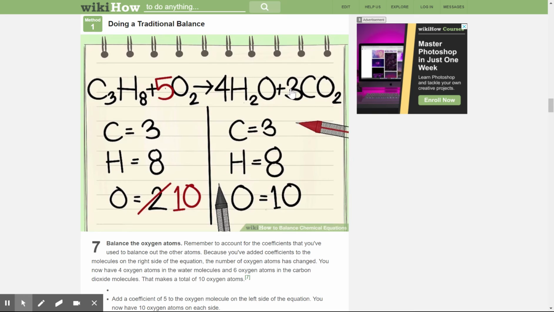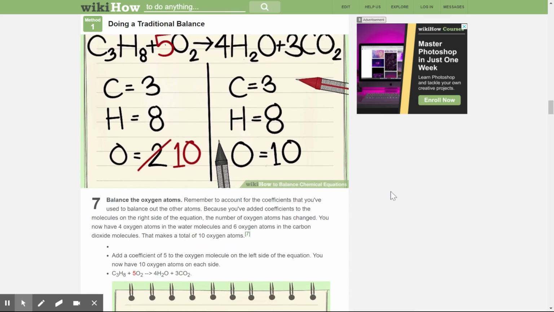So since I added 3 here, I have 3 times 2, so now I have 6 oxygen atoms there. But I also have 4 additional oxygen because I have 1 oxygen per water molecule, and I have 4 water molecules here. So it ends up to be 10. So to make up for that, I can multiply the oxygen molecule here, which consists of 2 oxygen, with 5, and end up with 10 on this side again.